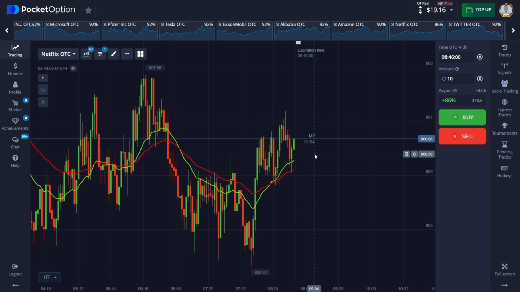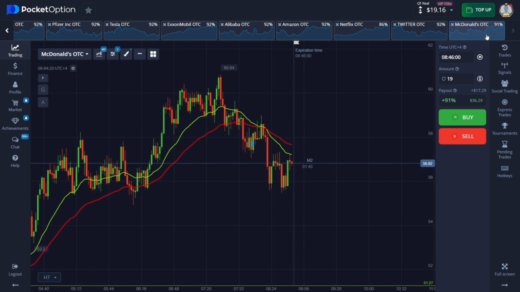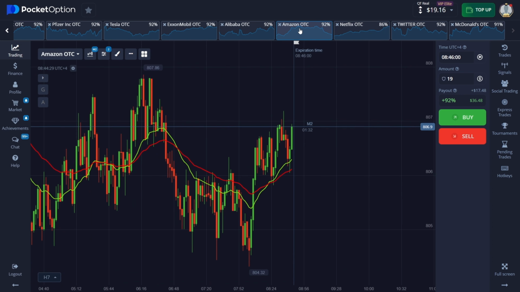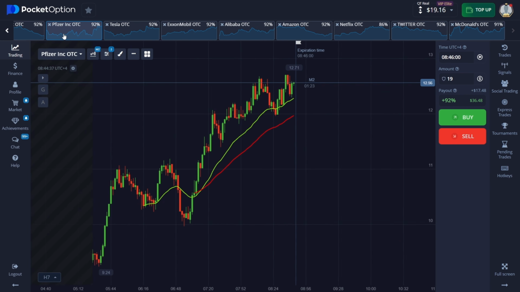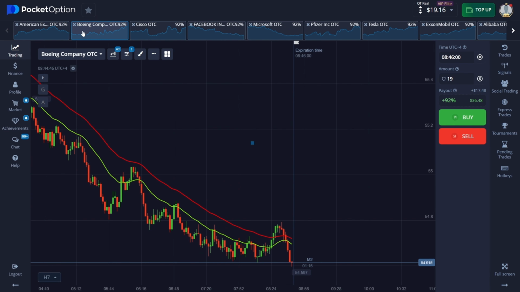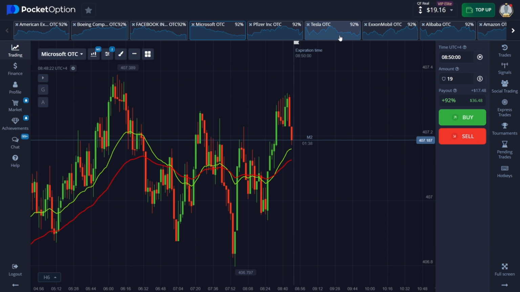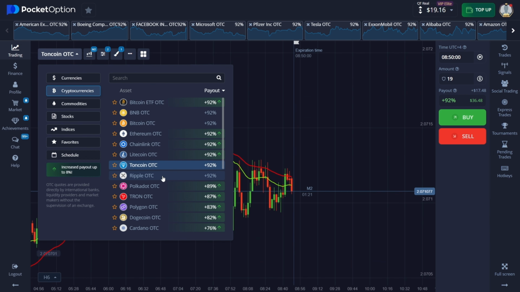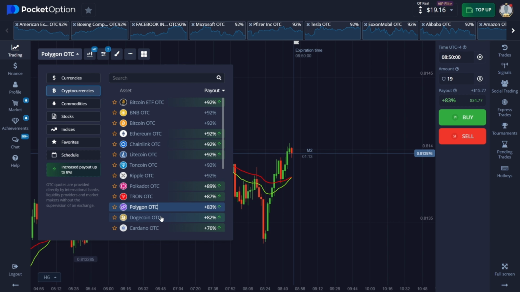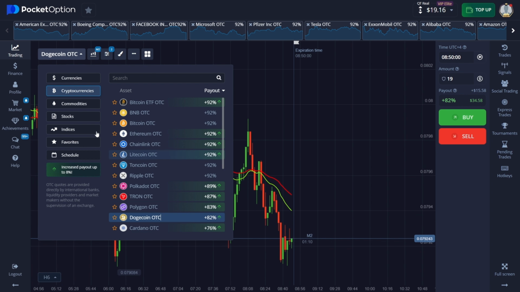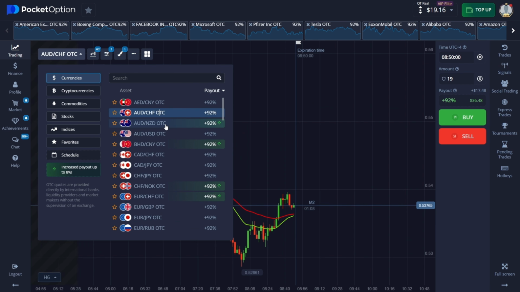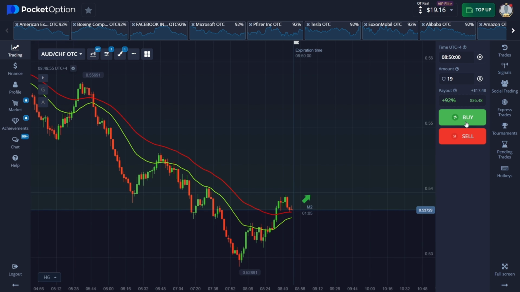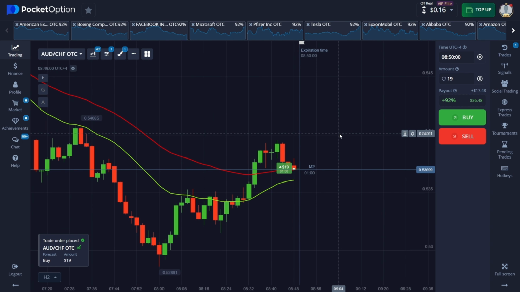Let's find a trade for $19. I looked at cryptocurrencies, but no trade is available. So let's check currency pairs. I found a trade on AUD CHF OTC and placed a trade for the upside move worth $19.